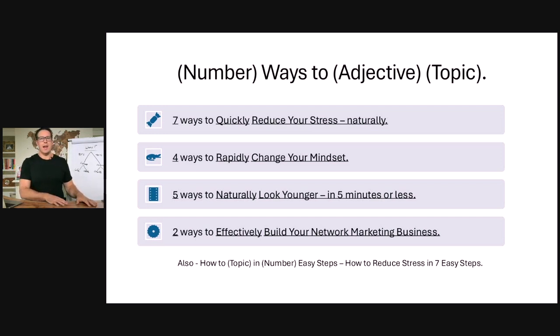When I post about our dog, it gets lots of engagement. When I post about our business, it doesn't get as much engagement because more people care about dogs than business, right? But that's also just understanding to compare apples to apples and oranges to oranges. And we'll talk about that in a little bit, actually. Anyway, 5 ways to naturally look younger in 5 minutes or less. 2 ways to effectively build your network marketing business. We talked about that at the start.